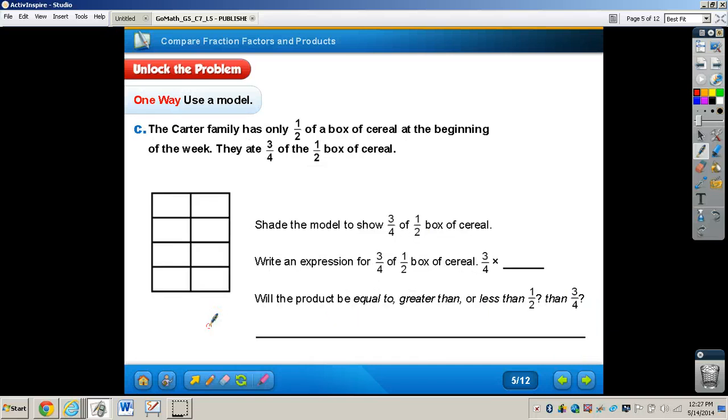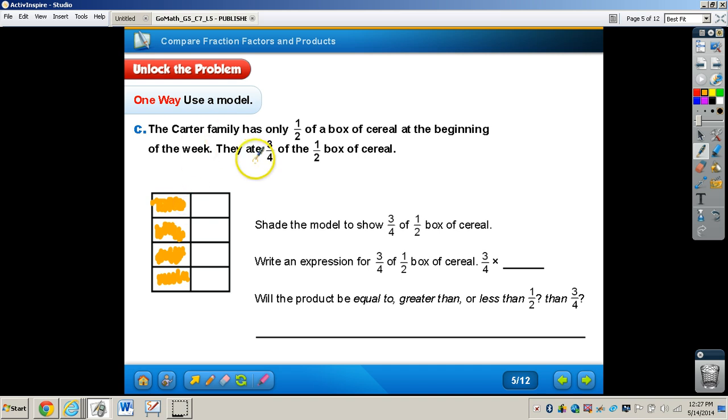Okay, now what we will do is take a look at multiplying a fraction by a fraction. It says the Carter family has only 1/2 of a box of cereal at the beginning of the week. Now they ate 3/4 of the 1/2 box of cereal. So now what we need to do first of all is shade in 1/2 of the box of cereal. Okay, so I'll use the orange to shade that in. This represents 1/2 of this whole box of cereal. Okay, so I have 4 out of 8 squares shaded in. So 1/2 of my cereal is shaded in.